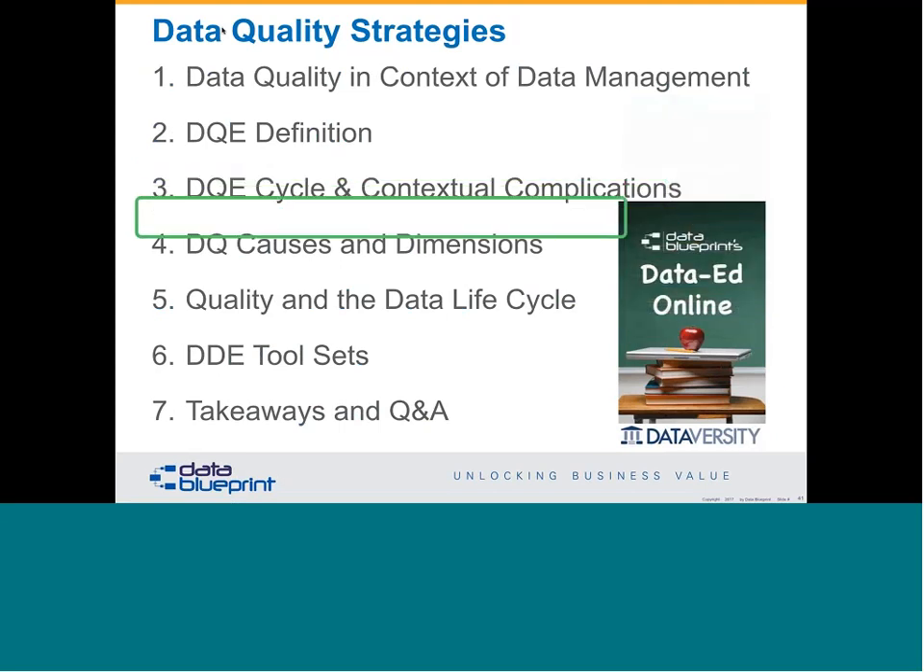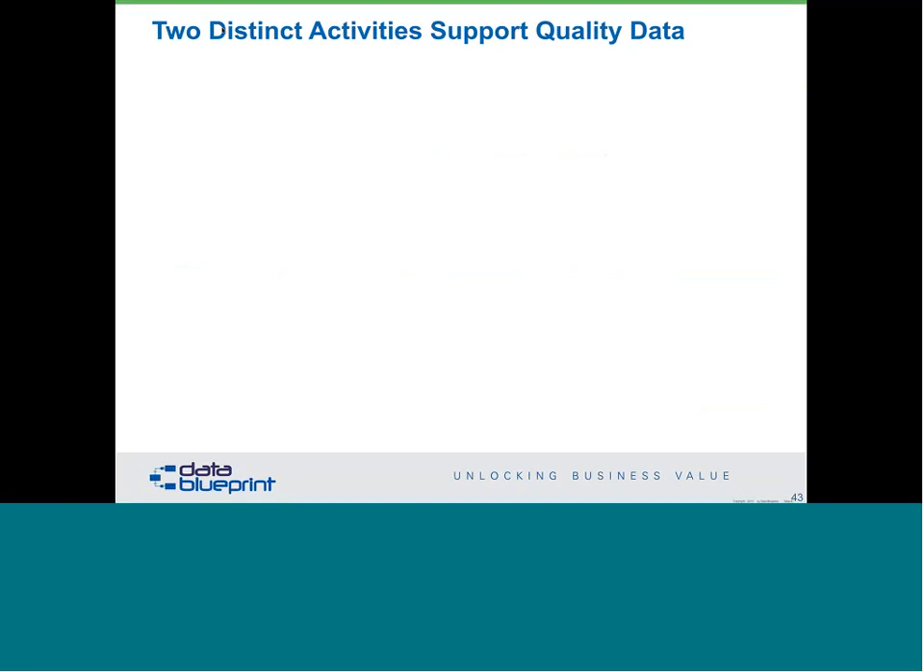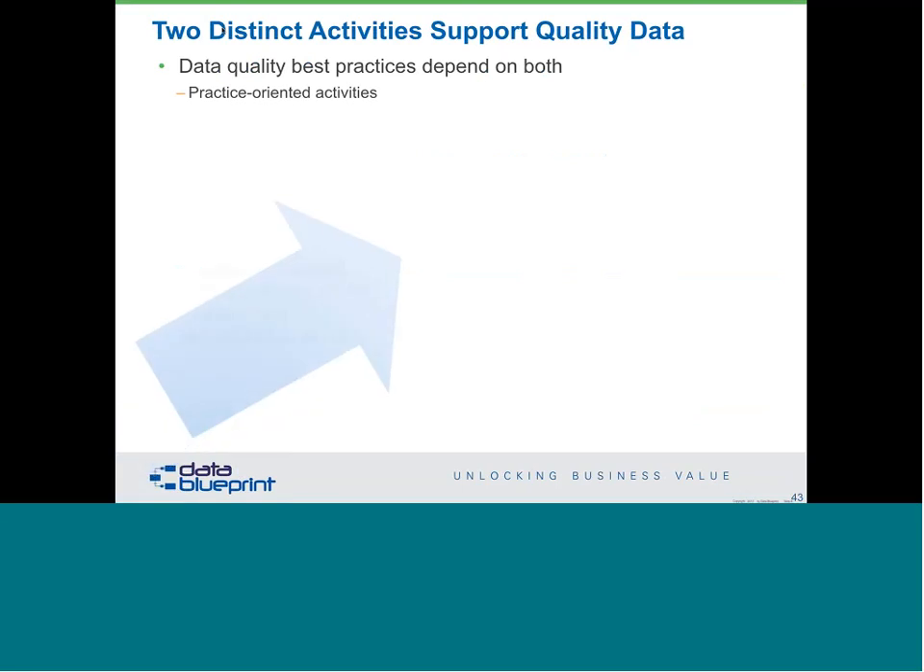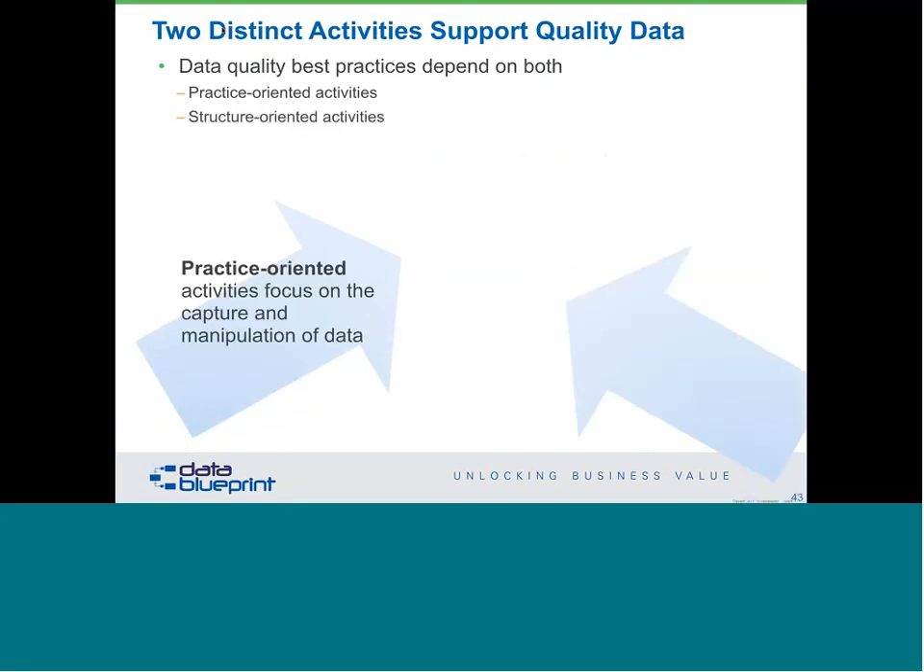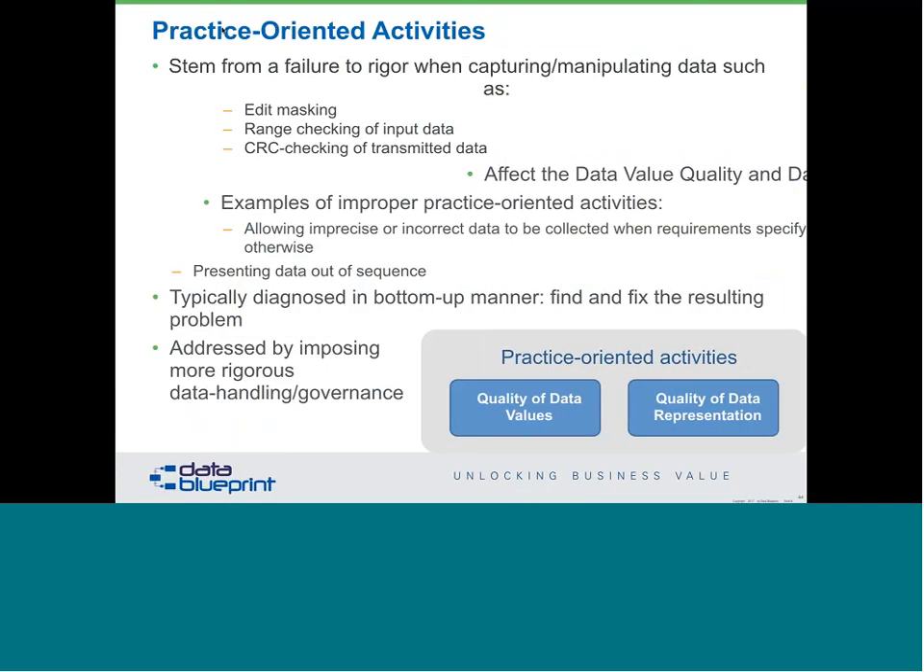So let's take a look now at the causes and dimensions that we have. There are two distinct types of activities to support data quality. Data quality practices depend on practice-oriented activities, and at the same time they depend on structure-oriented activities. Very clear that you need to have both of those in place in order to produce data quality. Let's take a look at each.